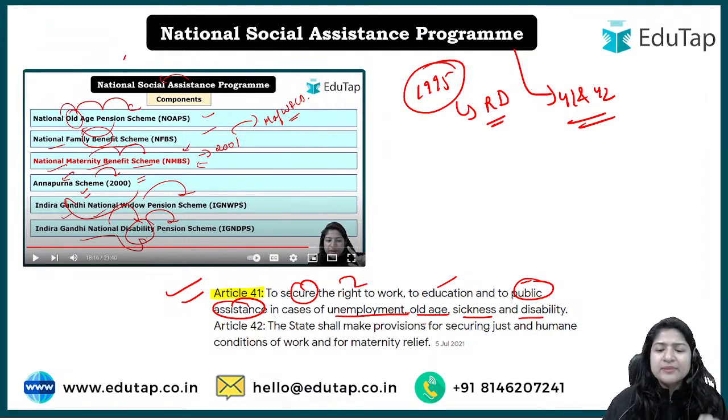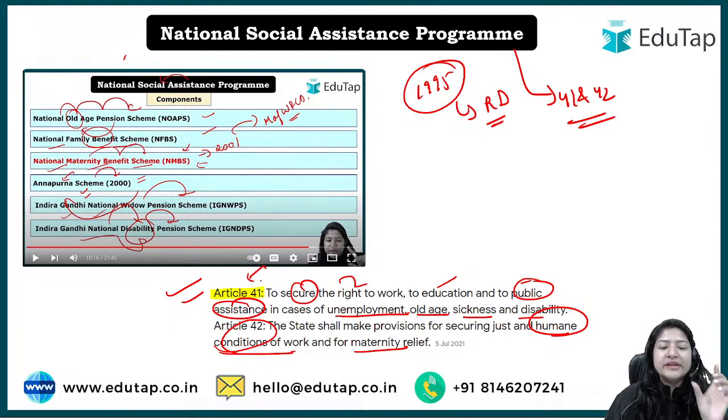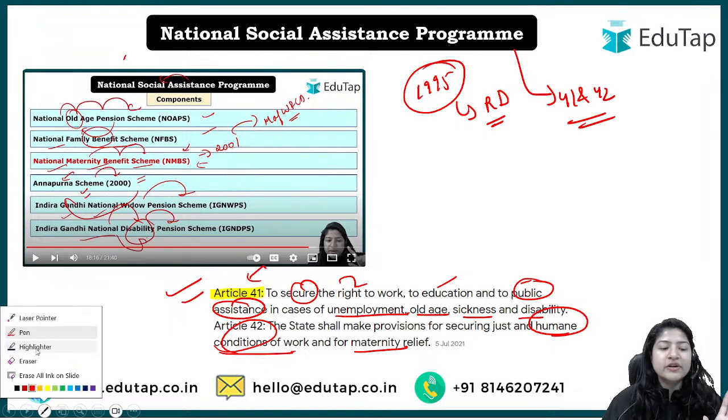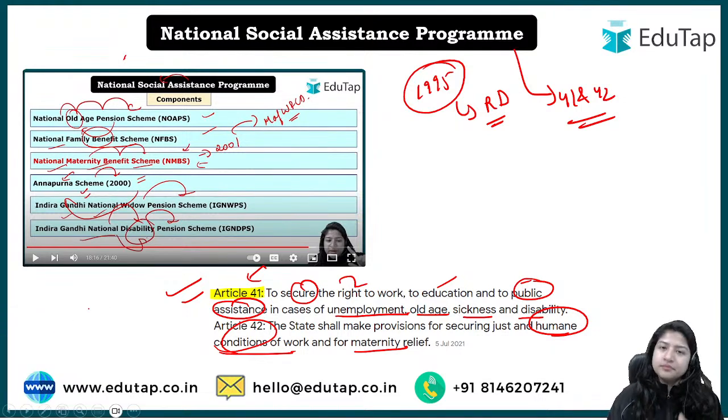Article 42 basically talks about what happens once employment has been provided, that humane conditions should be provided to them. ठीक है, and maternity relief also, right? So these two are catered under the scheme, but the major focus is on Article 41, where we are talking about providing pension and financial support to the people. ठीक है, तो ये हमारे articles थे.